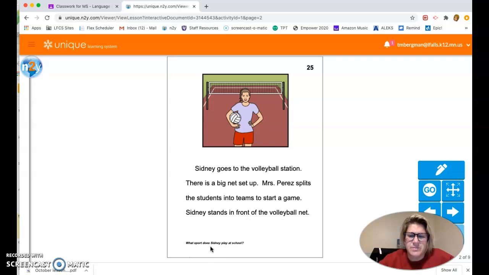What sport does Sydney play at school? What is she playing? She's playing volleyball. You'll notice that there is a net, kind of like tennis, but volleyball nets are higher. And so it takes more force to get the volleyball over top of the net. And then in tennis, you use a racket. In volleyball, you don't need to.